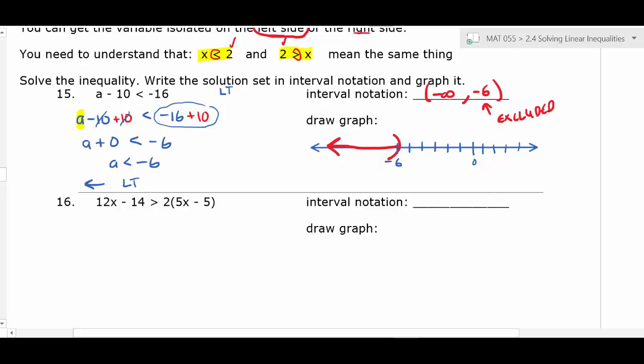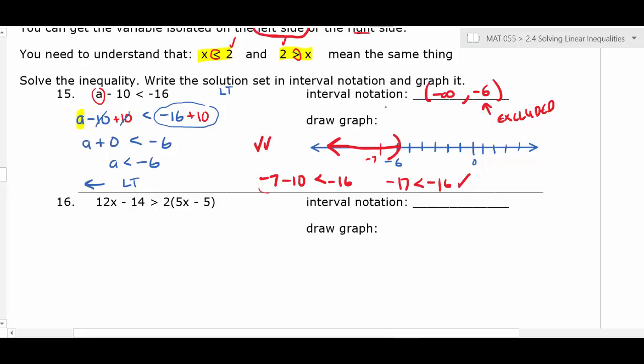Okay, now let me show you a couple of ways that you could check and verify this answer. If you took any number here, let me show you what happens. Let's take the number negative 7. Negative 7's out here, right in there. If you plugged in negative 7 for a, you would have negative 7 minus 10. Now you want to see if that's true. That is true because this is negative 17, and negative 17 is less than negative 16. It's a smaller number. That works.